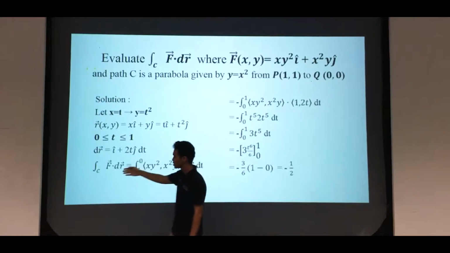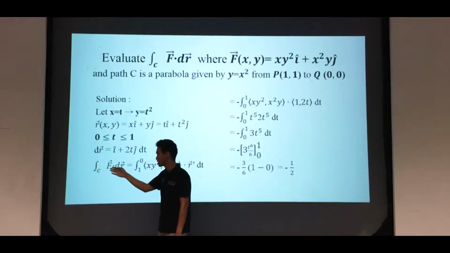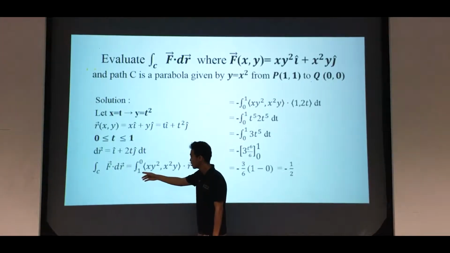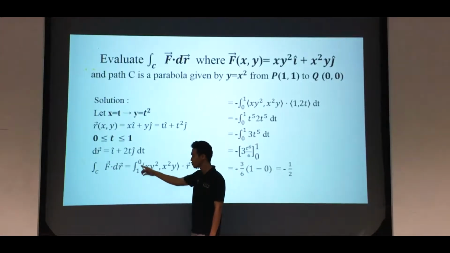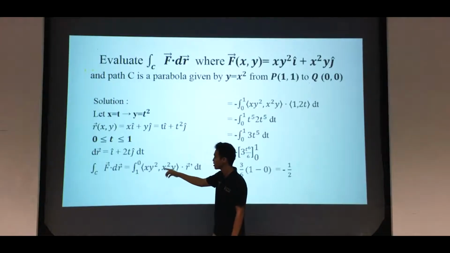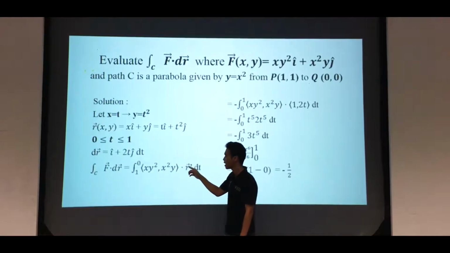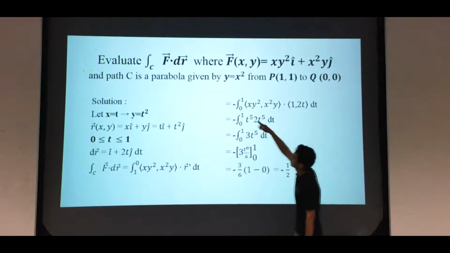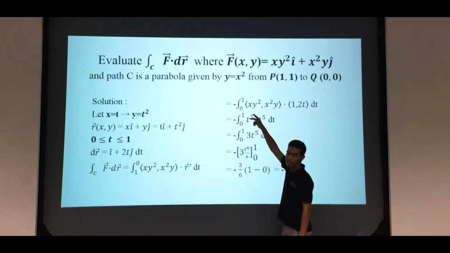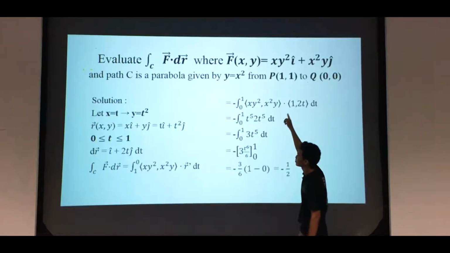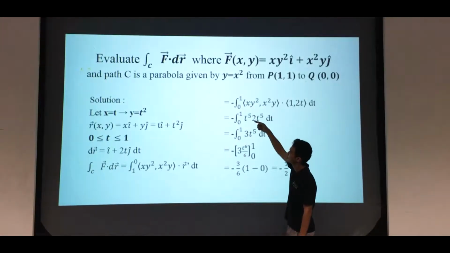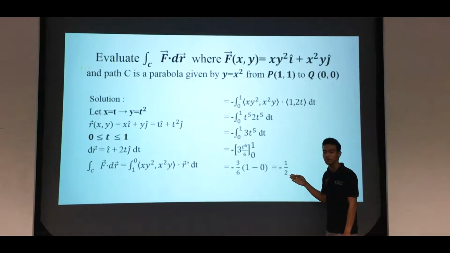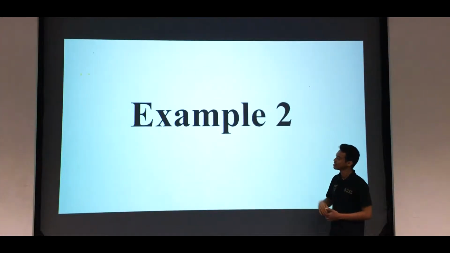and then input into the main formula, which is the integral of F dr, and then it becomes the integral with lower limit 1 to 0 of x y squared, x squared y dot dr dt. And then from this, you can solve it by changing the limit, and then you have to take the dot product to get this value, and then just integrate to get the final answer, which is negative 1 over 2. Okay, next is question 2.